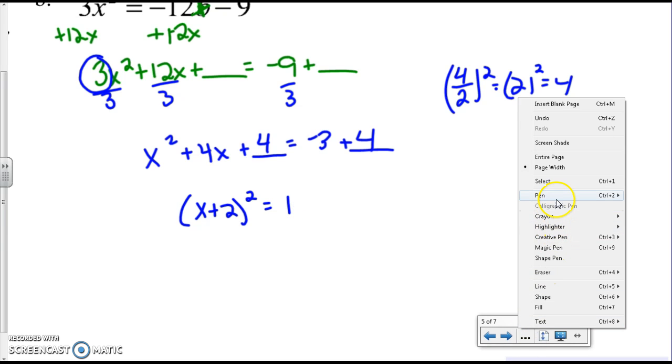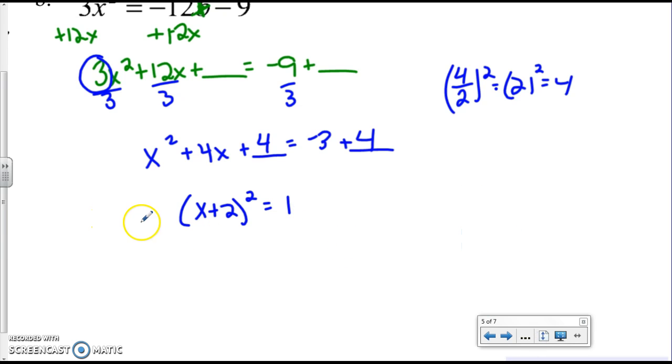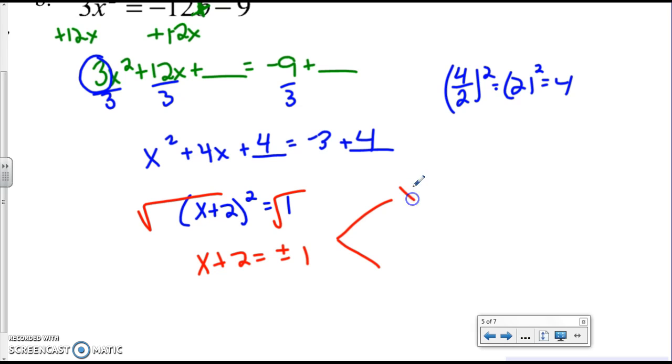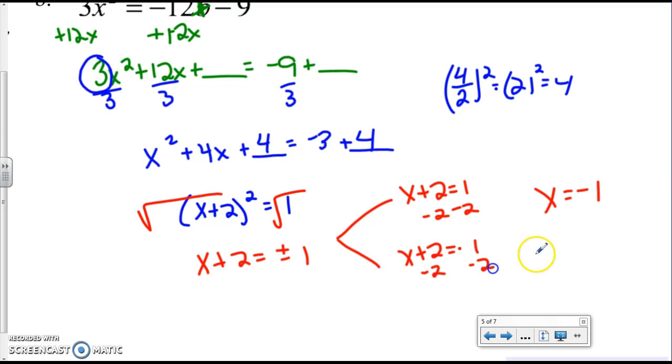And then we're going to take the square root of both sides to solve this. Okay, this time the square root of 1 is positive 1 or negative 1. So we're going to break this into 2 equations. I'm going to go sideways with this. So I have x plus 2 equals 1, and x plus 2 equals negative 1. So the first answer is negative 1, and the second answer is negative 3.